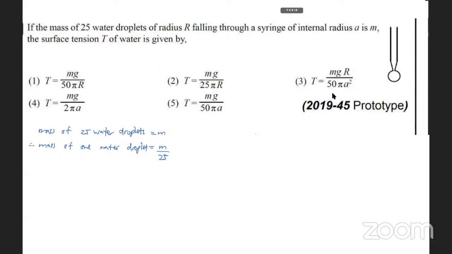Now you have to understand what's going on here. I'll try to draw a bigger diagram. What's happening is a water droplet is held at the edge of a capillary tube. Some information is missing here. If the mass of 25 water droplets of radius r falling through a syringe of internal radius a, careful. Wait, let me draw it properly and explain what's going on.